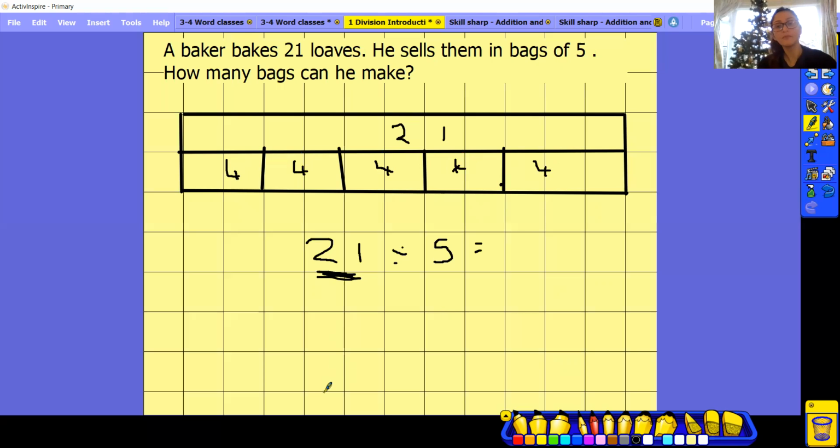Okay. However, because you had 20 and you've got 21, you have a remainder. If you had 20 and you've got 21, how much is left over? How much have you got left remaining? Well done. If you said 4, remainder 1.